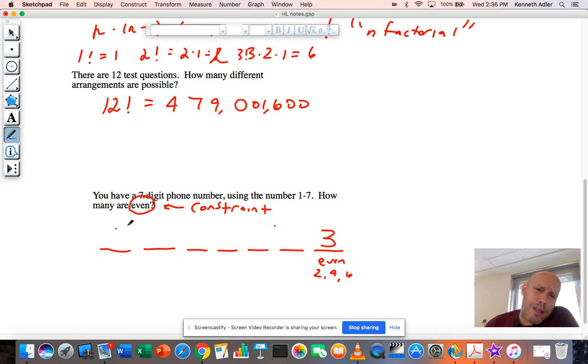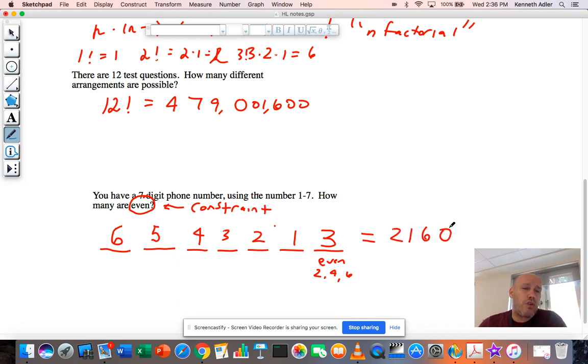What's going on in the other spaces? Well, there's 6 available for the first, 5 for the second, 4 for the third, and so on and so forth. Once again, these numbers look pretty big. Let's see what your calculator has to say. Hey Siri, 6 times 5 times 4 times 3 times 2 times 1 times 3. That is 2,160. So there's 2,160 possible 7-digit phone numbers that are even.